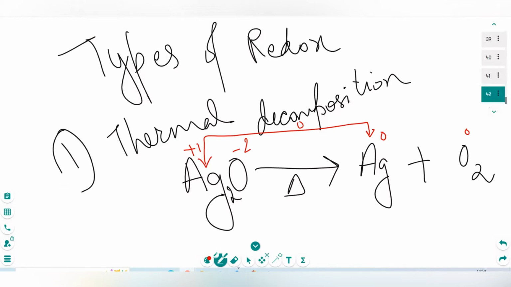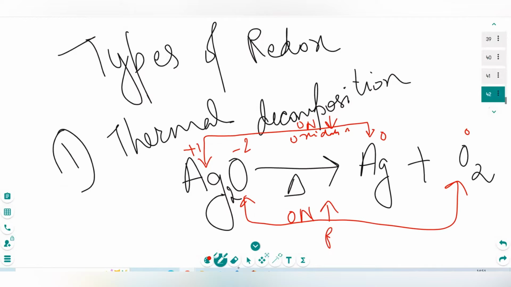The oxidation number is reducing. Reduced. That means it is reduction. And oxygen is -2 to 0. That is, the oxidation number is increasing. That means this is oxidation. Correct? Wait, can I say that again? Oxidation number is reducing. So it is reduction.